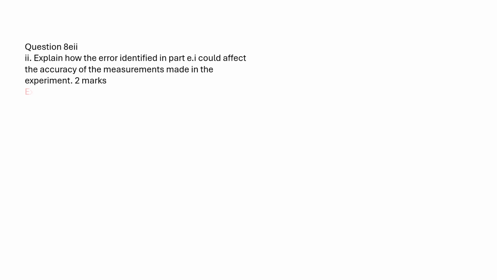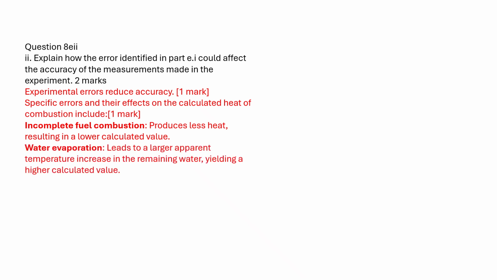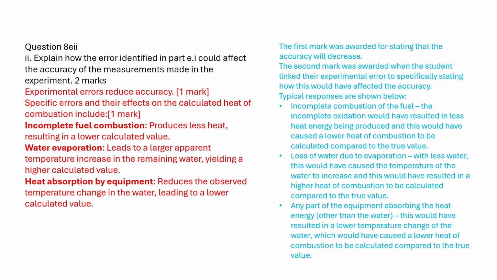Experimental errors reduce accuracy. Specific errors and their effects on the calculated heat of combustion include: incomplete fuel combustion produces less heat, resulting in a lower calculated value. Water evaporation leads to a larger apparent temperature increase in the remaining water, yielding a higher calculated value. Heat absorption by equipment reduces the observed temperature change in the water, leading to a lower calculated value.